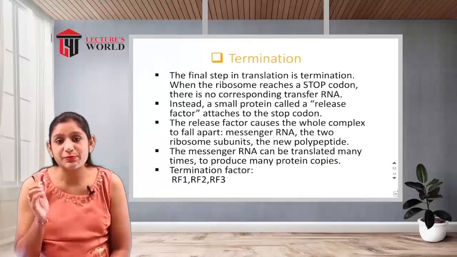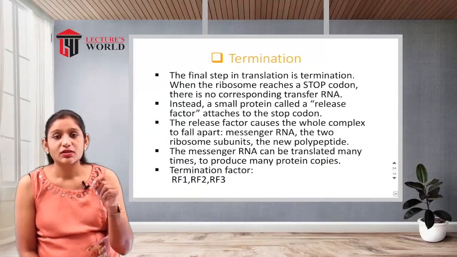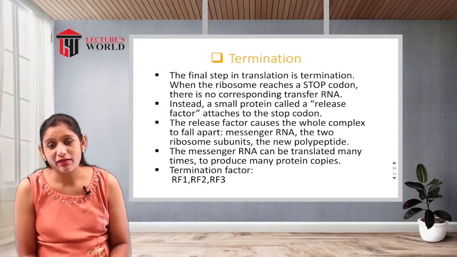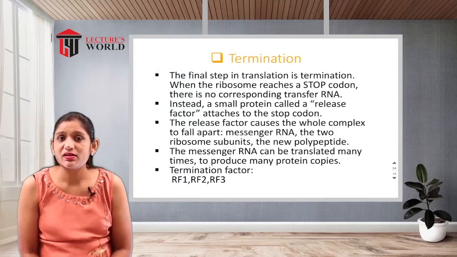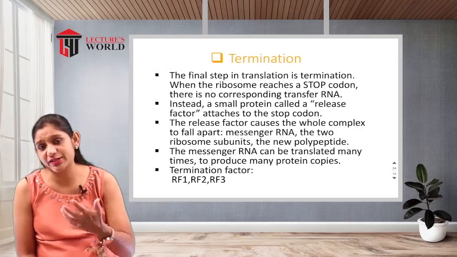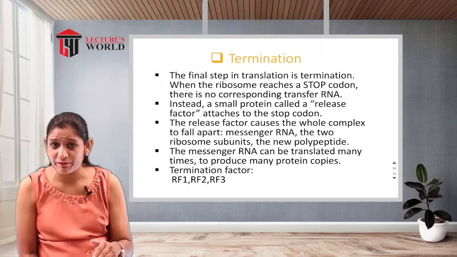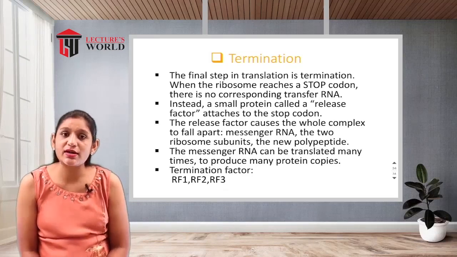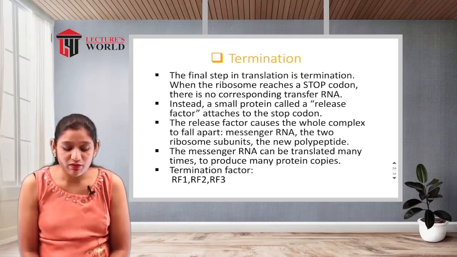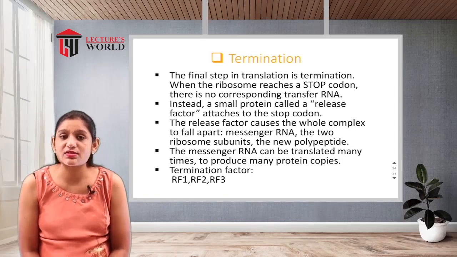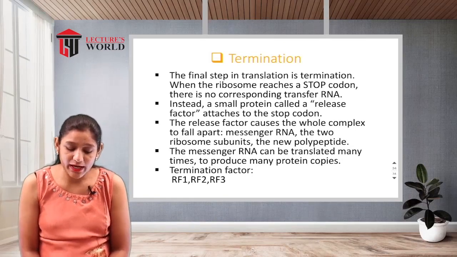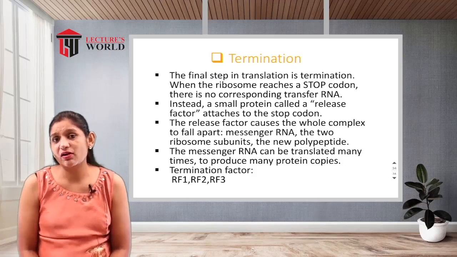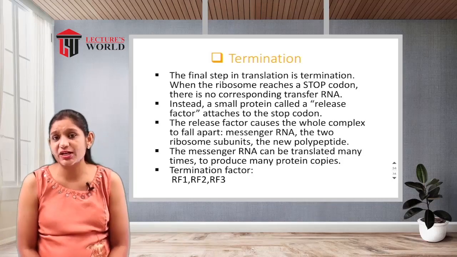Now the last process, termination. The cycles are going to stop because no further synthesized protein is required. This is the end, the stop of that mechanism, and it is called termination. It is the final step in translation, when the ribosome reaches the stop codons, which you observed in your table of the genetic code.